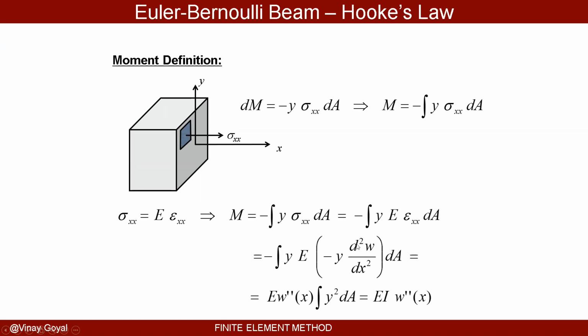None of this term E or the second derivative of W depend on the cross-sectional area because they only depend on x. I can bring that outside of the integral. And I get this expression here, which you can see. And this is the moment of inertia, the second moment of inertia. So I get EI W double prime. So the moment becomes EI W double prime, where E is the modulus and I is the inertia of the cross section.